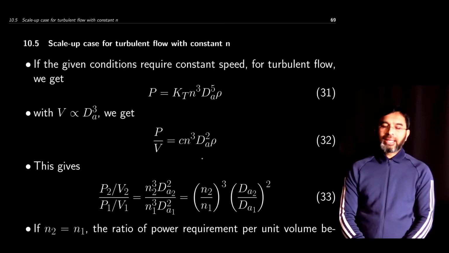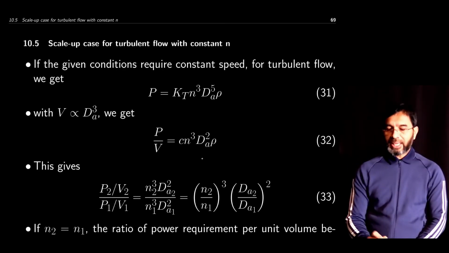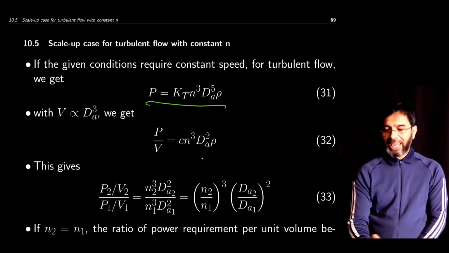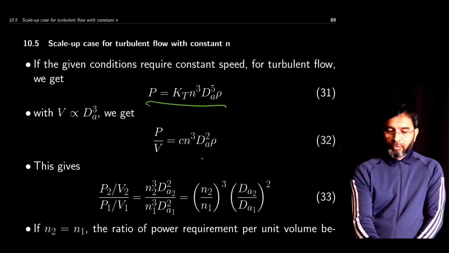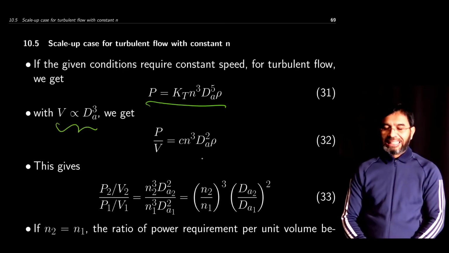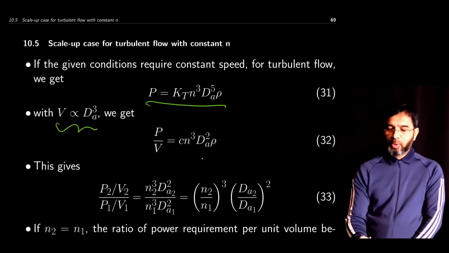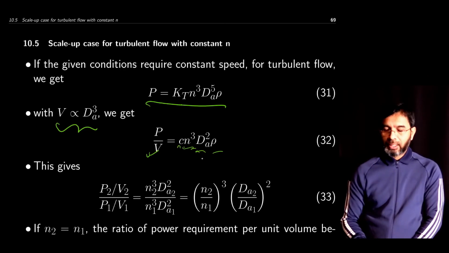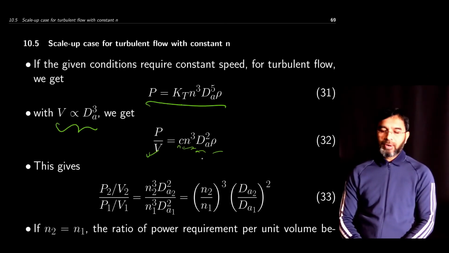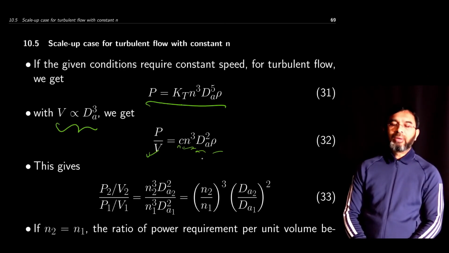Now in this case, let's consider turbulent flow. We can express the power in terms of kT n cube dA^5 rho. Now volume is proportional to dA cube. So if we divide both sides by V, P over V will be some constant times dA cube. We'll have this kT and that constant will become C, another constant, and n cube dA square rho. So that's an expression for power requirement per unit volume.